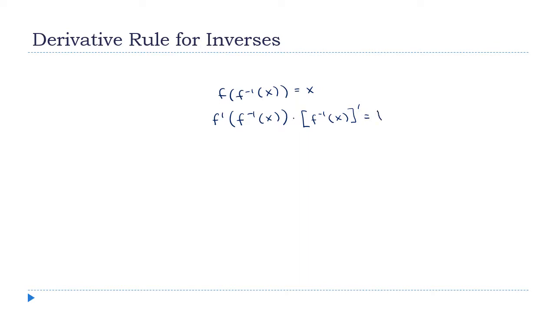Now, solve this for the derivative of the inverse, and we'll have our formula, right? So I'm just going to divide by this part. f inverse of x prime equals 1 divided by f prime of f inverse of x. Right, so hold on to that, and we're going to use this to get the derivative of the natural logarithm function. So now we can get to the derivative of the natural logarithm really quickly.